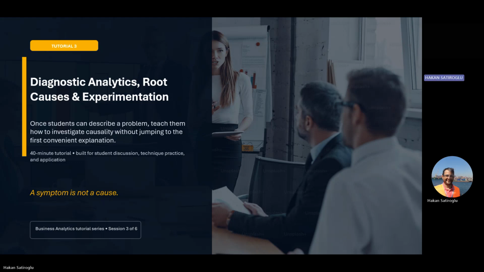I would stress that diagnosis is not endless exploration. It still needs to stay close to the decision process. The aim is to identify the causes that matter enough to guide action. This makes the session a good bridge between descriptive work and more formal testing. Students start learning how to reason more carefully rather than simply noticing patterns.